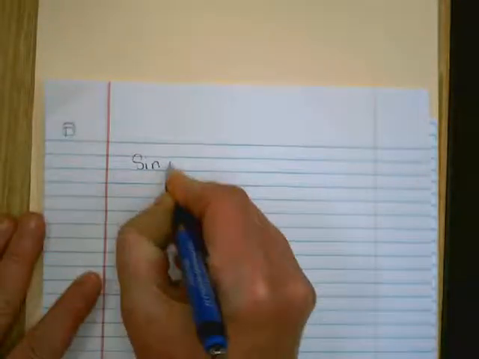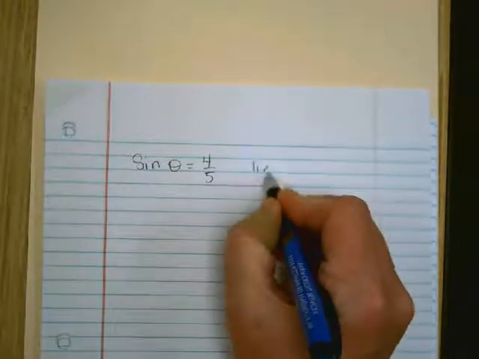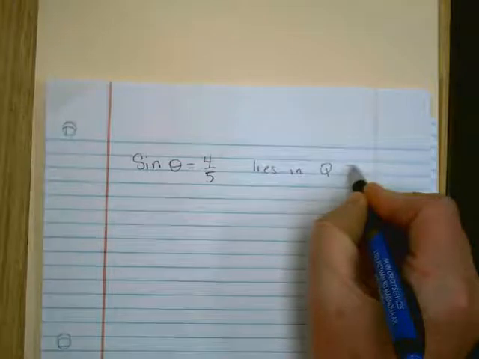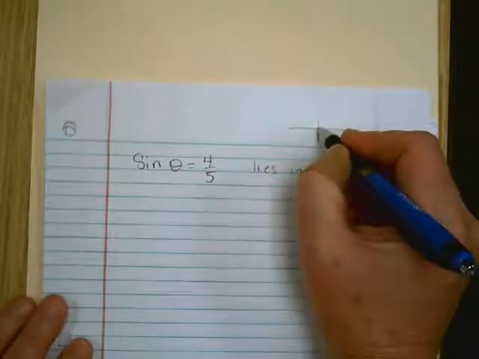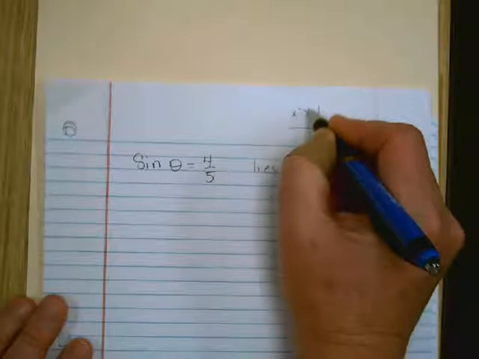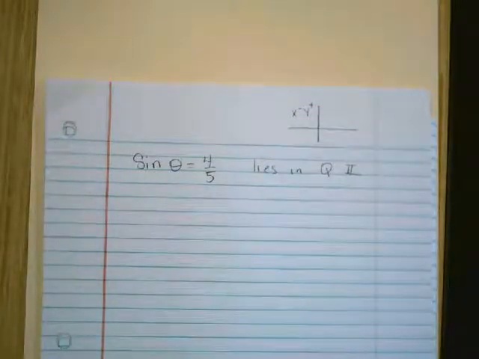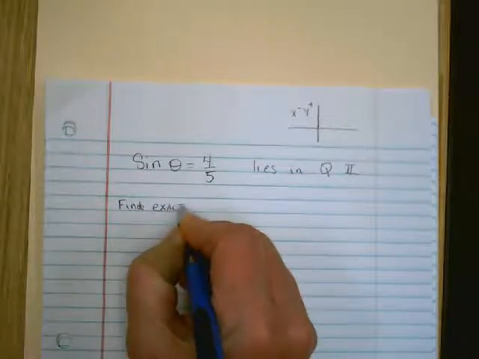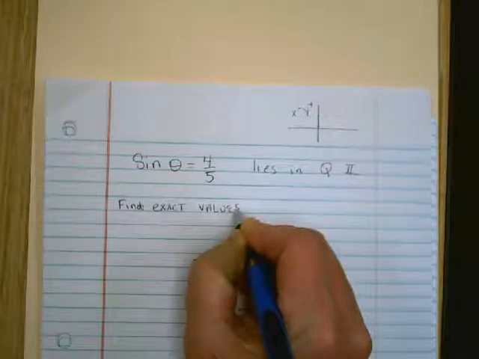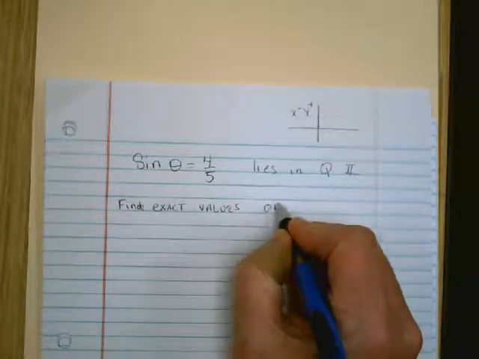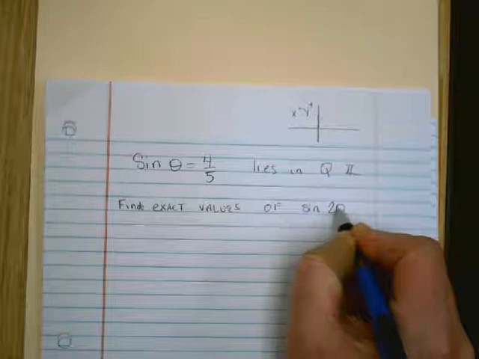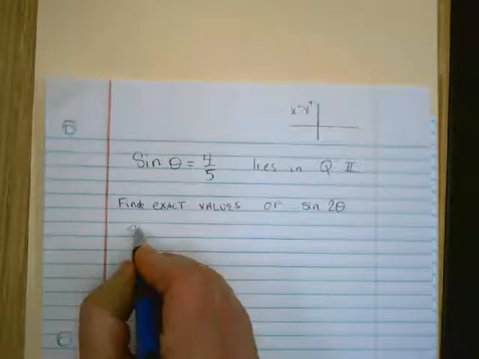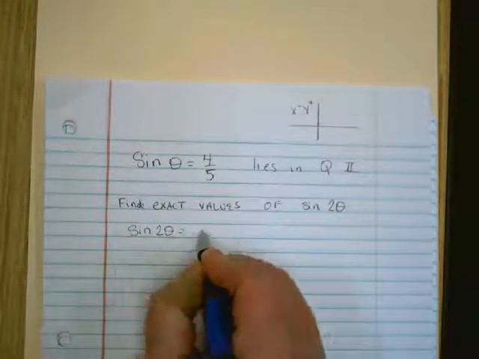If they tell us that the sine of theta is 4/5 and it lies in quadrant 2, so I'm going to sketch that real quick. It's over here in quadrant 2 where x is negative and y is positive. Then they want me to find the exact values of sine 2 theta.